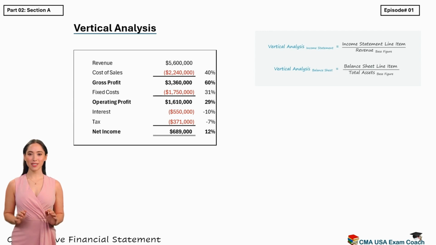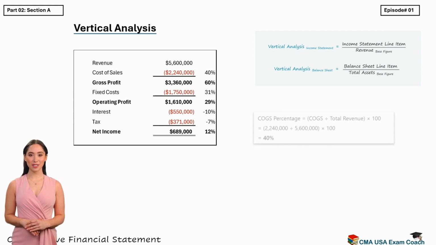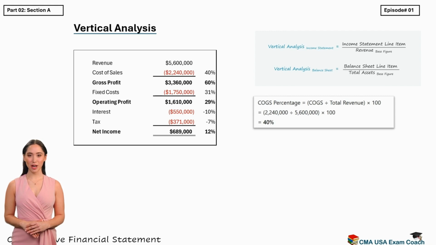Let's discuss the concept of vertical analysis with the example shown. To determine the percentage of cost of goods sold in relation to total revenue, we first take the COGS value of $2,240,000. Then we divide it by the total revenue of $5,600,000. Finally, we multiply the result by 100 to express it as a percentage. This gives us 40%, meaning that COGS accounts for 40% of total revenue.